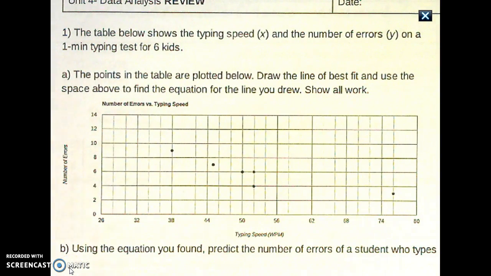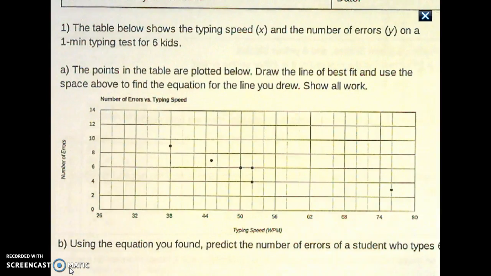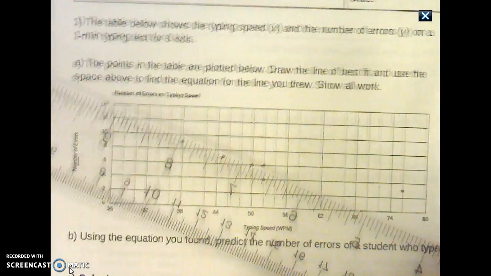So let's take a look at our data analysis review. The table below shows typing speed X, number of errors Y, in a 1-minute typing test for 6 kids. Points in the table are plotted below. Draw a line of best fit and use the space above to find the equation for the line you drew. Show all work. So I have a ruler here.